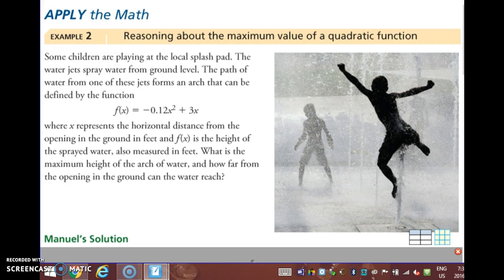Example 2 on page 363 says some children are playing at the local splash park. The water jets spray water from ground level. The path of the water from one of these jets forms an arc that can be defined as this function. So here's our quadratic function, where x represents the horizontal distance from the opening in the ground in feet, and f of x is the height of the sprayed water, also measured in feet.